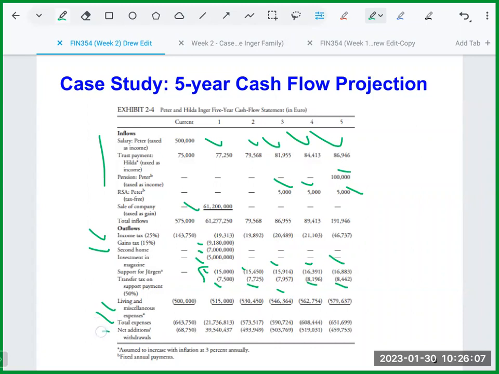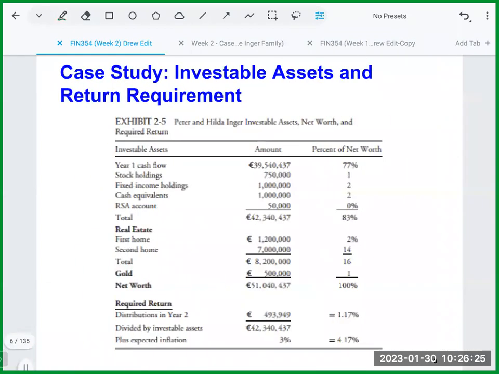And so you have your total outflow, and the net withdrawal. So net means inflow minus outflow. You notice that currently there'll be outflow, but then in year 1, there'll be a big inflow, which is supposed to support them for the rest of the year. Okay. So this is the 5-year cash flow projection.